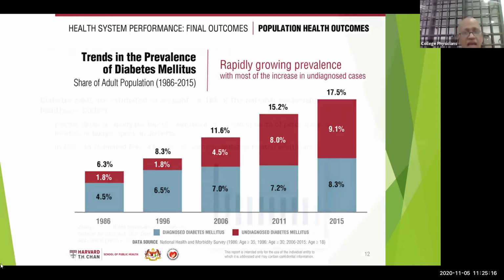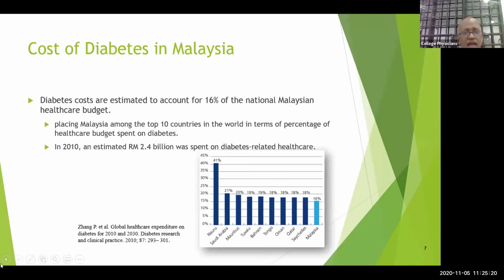And it's expensive. Diabetes costs account for about 16% of the national healthcare budget. In 2010, an estimated 2.4 billion was spent on diabetes-related healthcare, and I'm sure it's more now. Because of that, we are among the top 10 countries in the world that spend a lot on diabetes.